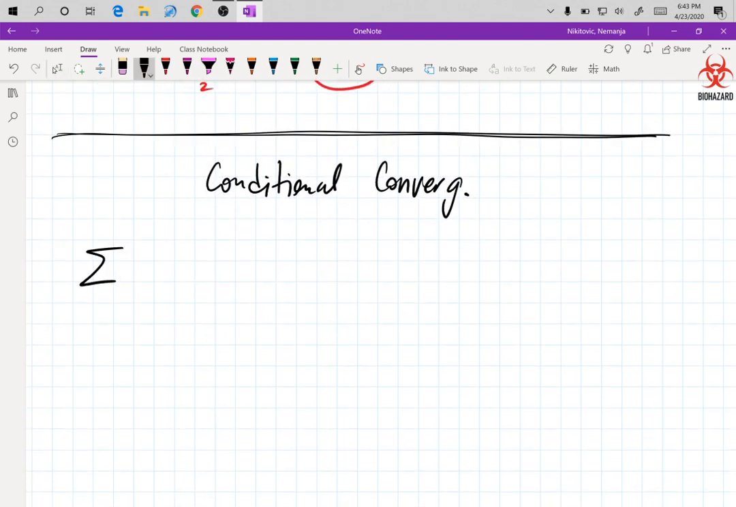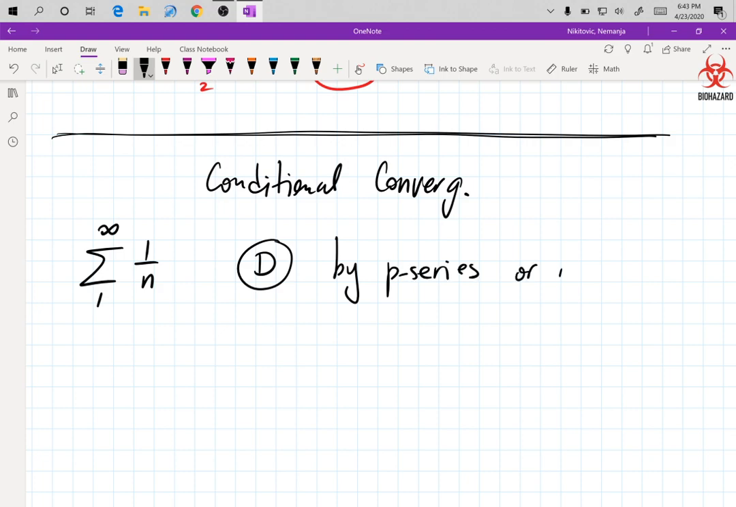So the summation of 1 over n from 1 to infinity diverges by the p-series or the integral test. This was done when I taught 10.4. That's the old problem. What's the new problem? It's the summation of negative 1 to the n over n from 1 to infinity.